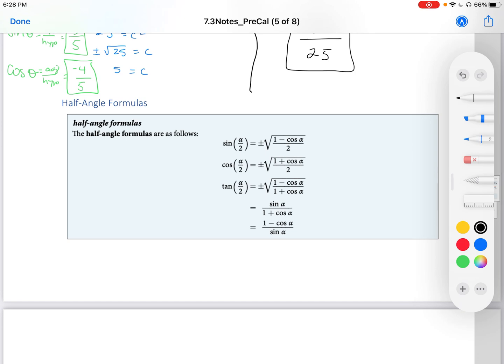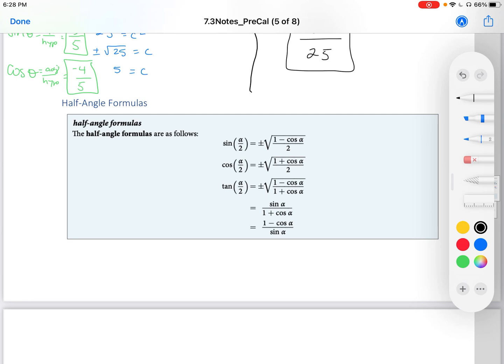We also have half angle formulas. They read: sine of alpha over 2 is the same as plus or minus the square root of 1 minus cosine alpha, all divided by 2. Cosine alpha over 2 is equal to plus or minus the square root of 1 plus cosine alpha all divided by 2. And tangent has 2 of them.